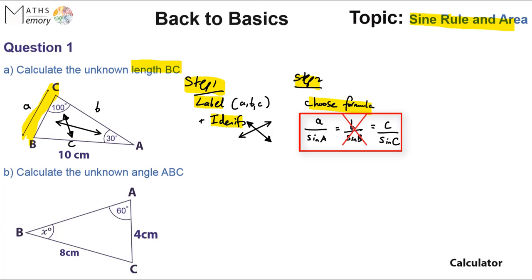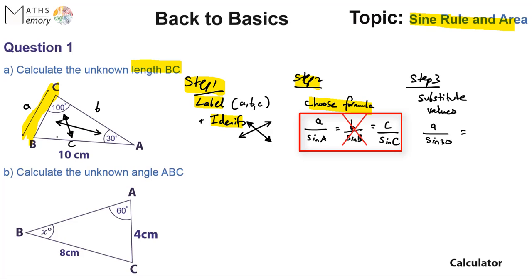Step 3 is to simply sub in your values. We're going to sub in the values for this. So step 3, let's see what we have over here. Okay, so let's substitute values. Do we know what small a is? We don't. Let's write small a. Do we know what big A is? Well, big A is over here. So it's sine 30.